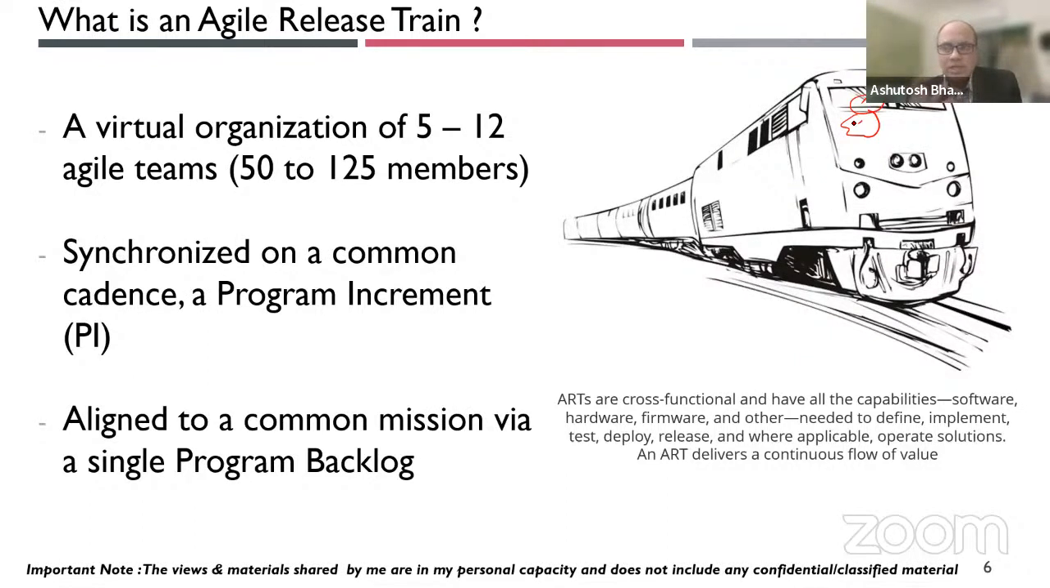So there's a common mission and a vision via a single program backlog. There exists a single program backlog. From the program backlog, each team is going to derive its own team backlog. Each team will have its own team backlog from the program backlog. So these 5 to 12 agile teams will be deriving the team backlog. But this is the chief scrum master, and the agile release train, as I said, is a virtual organization.